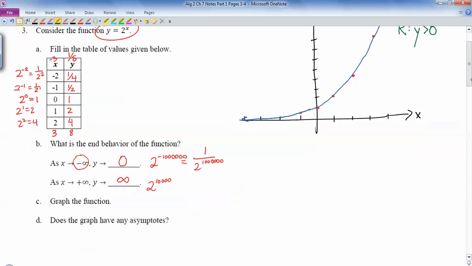And we do have an asymptote here. Over on the left side, this graph gets really, really close to 0. So we say that on the left side of the graph, we have an asymptote of y equals 0. So yes, the graph has an asymptote on the left, y equals 0.